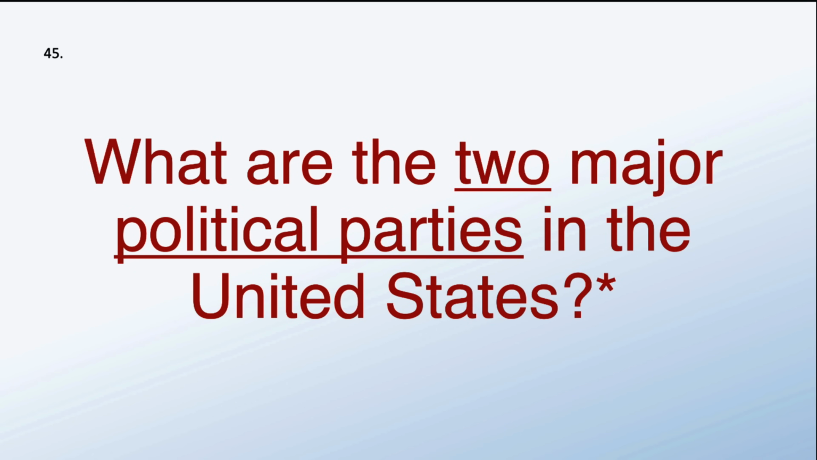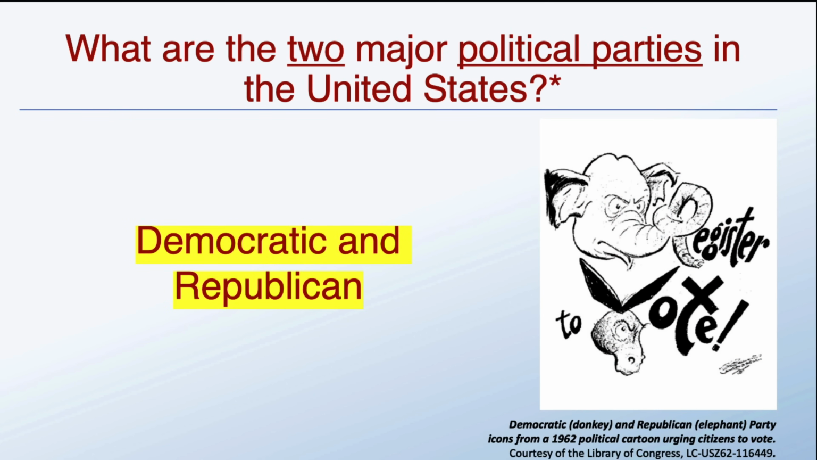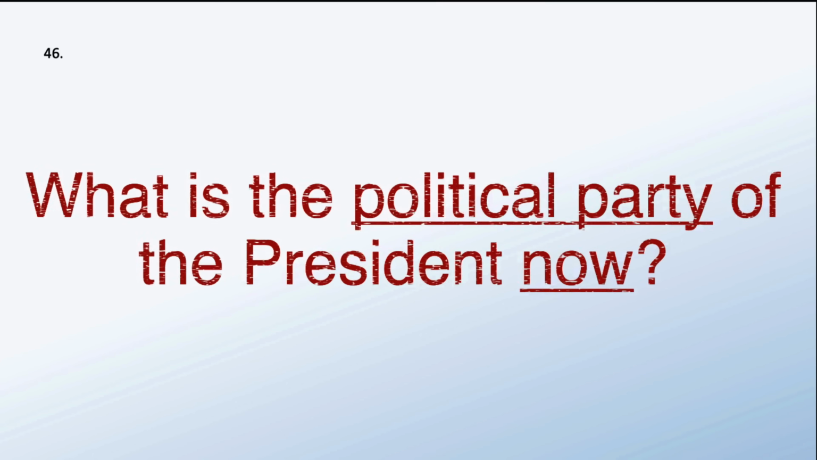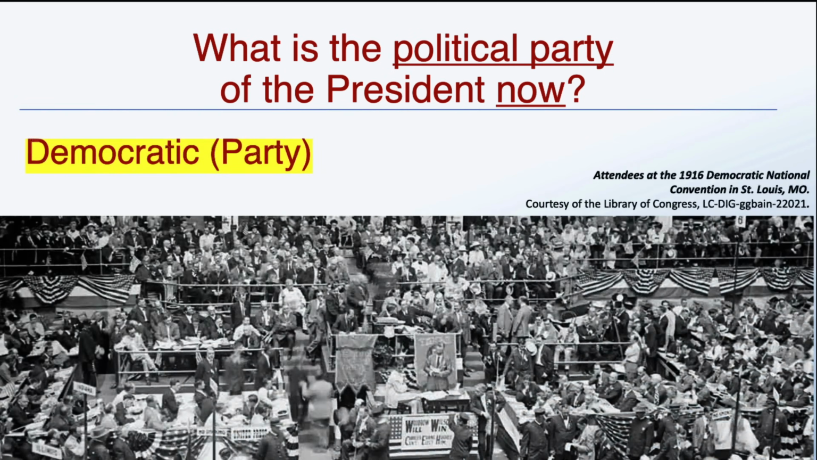What are the two major political parties in the United States? Democratic and Republican. The two major political parties are the Democratic and Republican parties. What is the political party of the president now? The Democratic Party.